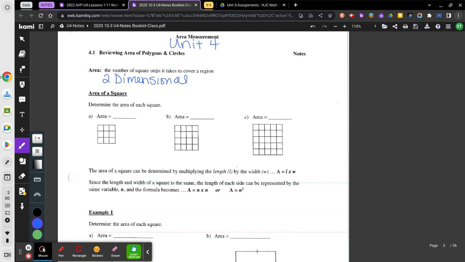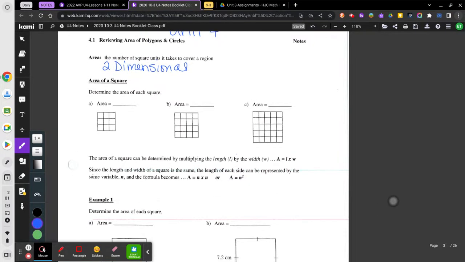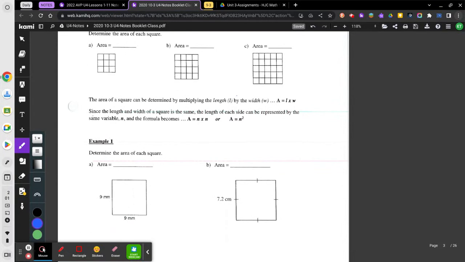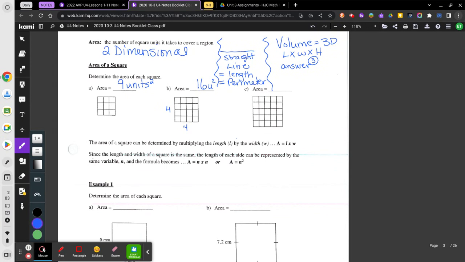And surface area would be the three-dimensional. It says determine the area of each square. So to determine the area of each square, you literally just count the number of squares. Okay, so we got 9 units squared on the first diagram, 16 units squared on the second diagram, and the third diagram is going to be 5 by 5 length and width. So if I go 5 times 5 to get area, I'm going to get 25 units squared.